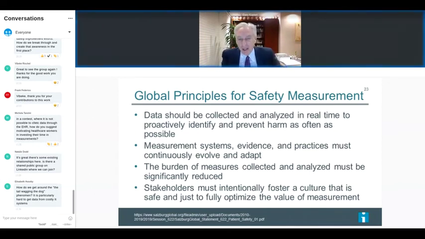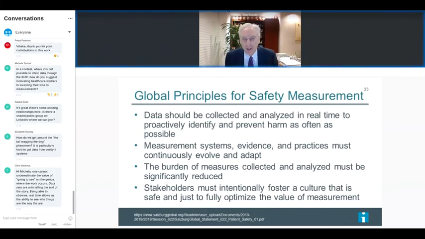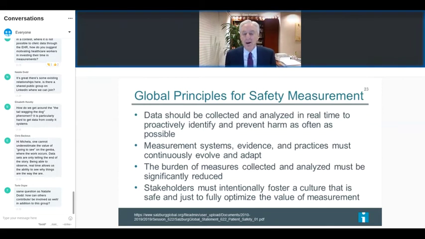And finally, stakeholders must intentionally foster a culture that is safe and just to fully optimize the value of measurement. That's all about the context. That's about where we're applying this data, this information. And we need to work on ensuring just cultures. We can have the best safety practices that are available in the world in our organizations, but if we have a fear-based culture, if we have a culture that is not what we would call a just culture, we're not going to truly be able to make the kind of improvements and have them stick and be sustainable over time.